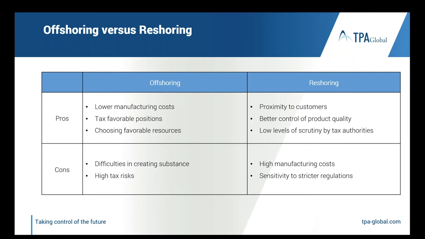Reshoring, on the other hand, allows you maybe to be in close proximity to your customers. If you have your manufacturing onshore, you can maybe have better control of your product quality through the manufacturing practices and also through stricter regulations for your factory. You would have flexibility and probably a shorter supply chain and logistics. Lastly, structures that are onshore typically have low levels of scrutiny by the tax authority. On the other hand, you would probably have high manufacturing costs and stricter environmental standards, and of course labor standards as well. And here I give the word to you, Yariv.